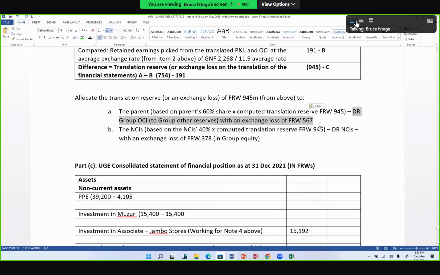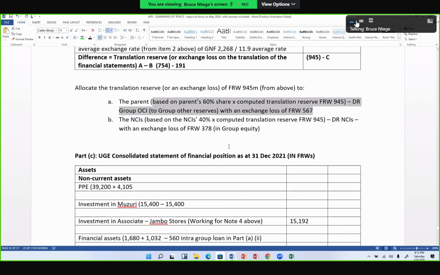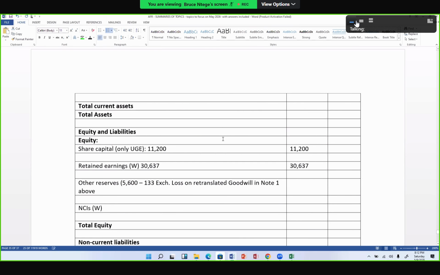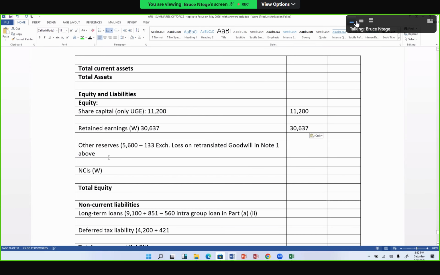So let's pick that 567 and take it to other reserves, and also pick the figure for the non-controlling interest, which is 378. Both of them are debits. Take them to the respective lines. Let me start with the 567 to the other reserves. A debit is a minus. So I'll come to the other reserves and say minus 567, which in this case is the exchange loss.